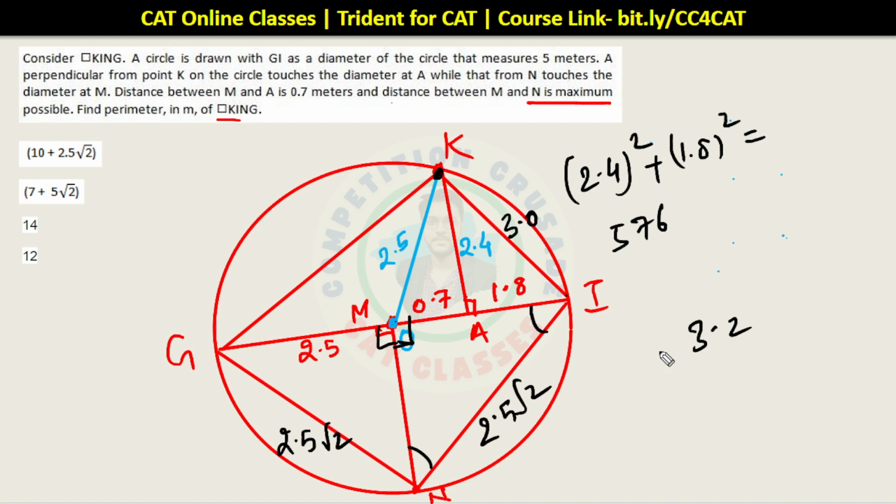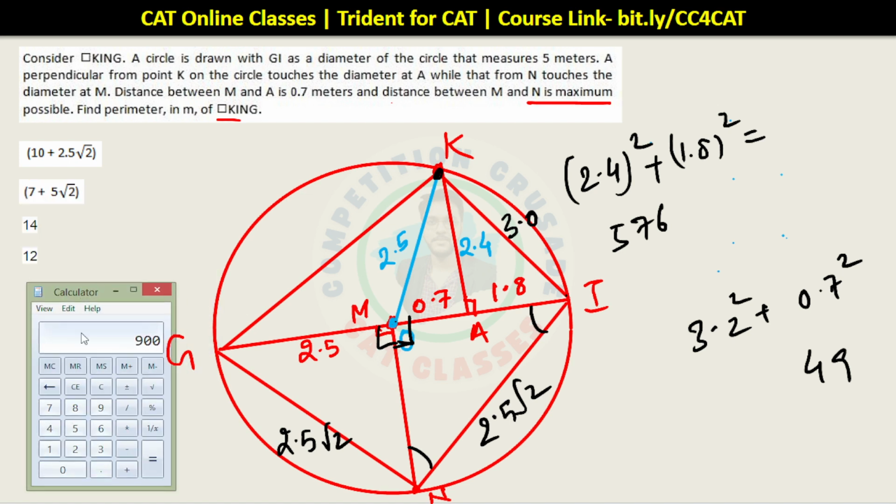4.3.2. So 3.2 का square plus 0.7 का square. Okay. So what do I get? So 7 ka is 49, and 3.2 ka square is what? So 32 into 32 gives me 1024 plus 49. Please give me a perfect square. 1073.